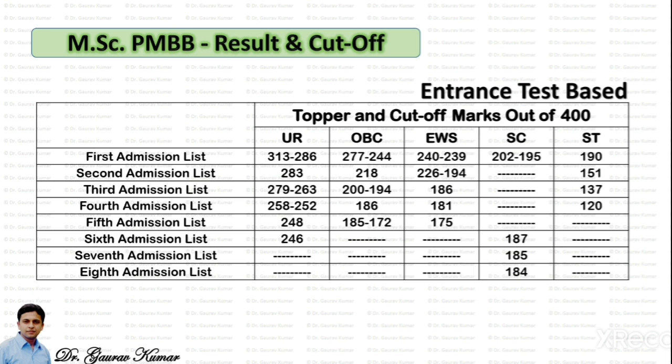So if you see the result and cutoff, there were also 8 admission lists from this department, and if you just see the range in the unreserved category, the topper got around 313, and the last candidate who was selected has marks of around 246. In the OBC category, it ranges from 277 to 172. In the EWS category, it ranged from around 240 to 175. In the SC category, it ranged from 202 to 184 in the 8th admission list, and in the ST category we had around 190 to 120 marks as the range for the selection.